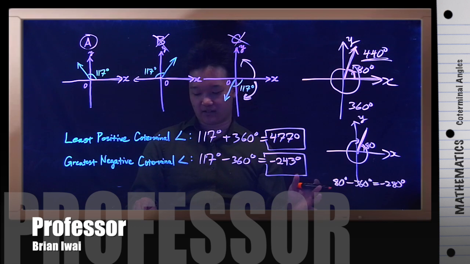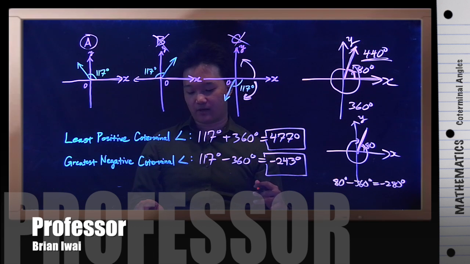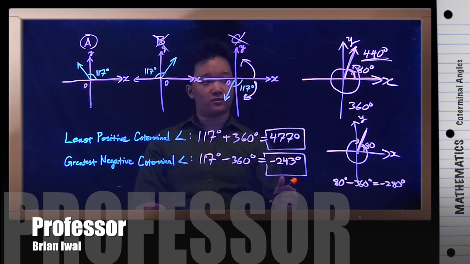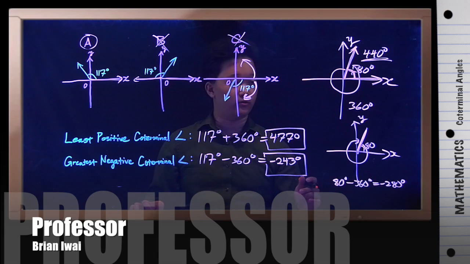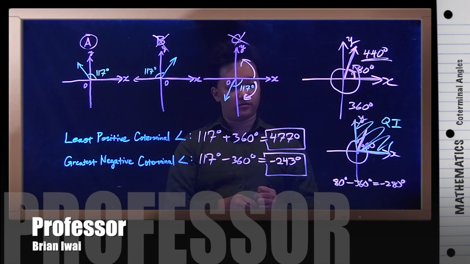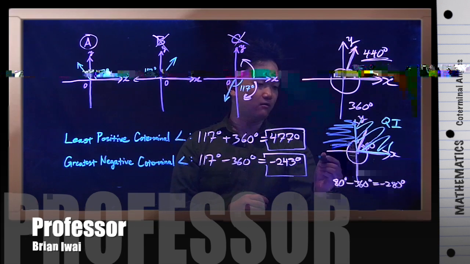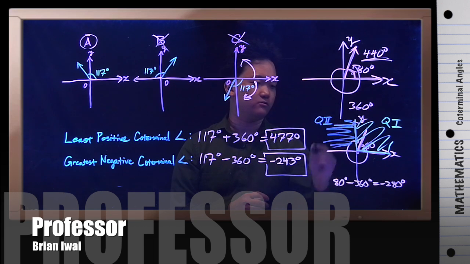Now lastly, the question asks, when it is in standard position, referring to the 117 degrees, the terminal side of A lies in quadrant 1, 2, 3, 4, or no quadrant. So what you have to understand is that when we're talking about graphs, the top right side of the graph, so let me use a different marker, use green, this portion represents quadrant 1. The top left side of the graph, so I'll use blue, this part refers to quadrant 2.